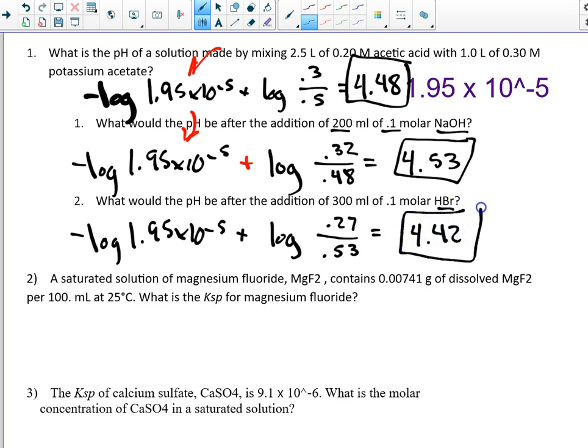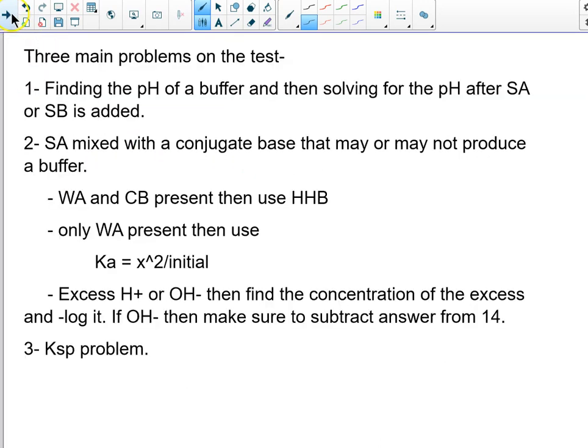okay, do these make reasonable sense? Did the acid make it go lower? Yes. Did the base make it go higher? Yeah, so you're doing dandy there. Are you okay with this? Okay, because if we look real quick here, I made this little summary. There are three main problems on the test. One, finding the pH of a buffer and then solving for the pH after strong acid or strong base is added. That is what we just did. You okay with that? Those are not super easy, but comparatively those are the easier ones.